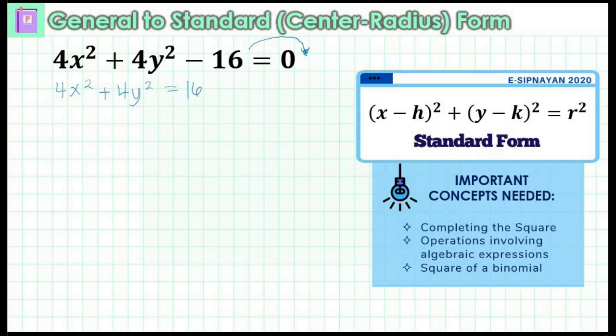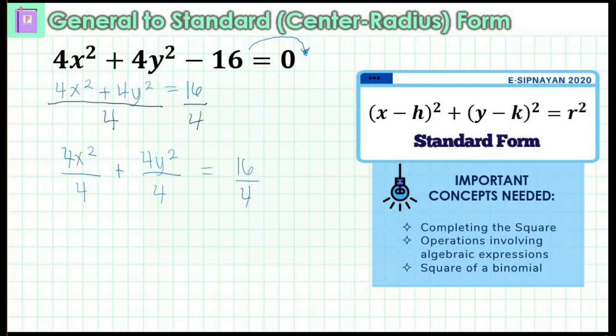We do not want any coefficient for x squared and y squared, that's why we need to eliminate 4. That's why we need to divide both sides of the equation by 4. On the left-hand side of the equation, we can write it as a sum of a fraction, and that can be written as 4x squared over 4 plus 4y squared over 4 equals 16 over 4.